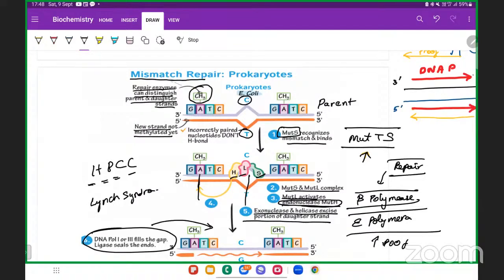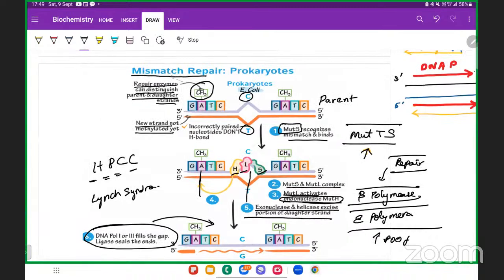So in pathology, the most common colon cancer is your HNPCC, hereditary nonpolyposis colon cancer. This is caused due to a problem or mutation in your mismatch repair. Is it clear? Next we are going to go for base excision repair.